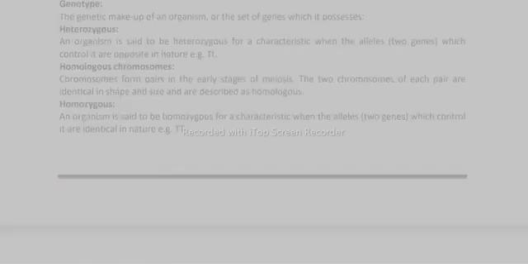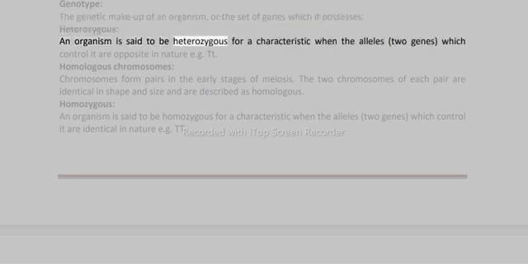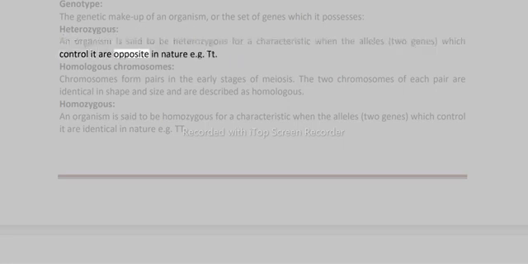Genotype, the genetic makeup of an organism, or the set of genes which it possesses. Heterozygous, an organism is said to be heterozygous for a characteristic when the alleles, two genes, which control it are opposite in nature, e.g. Tt.